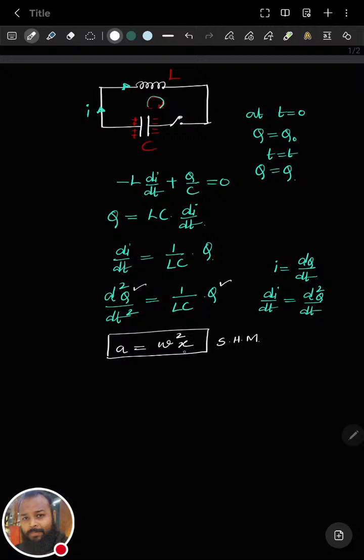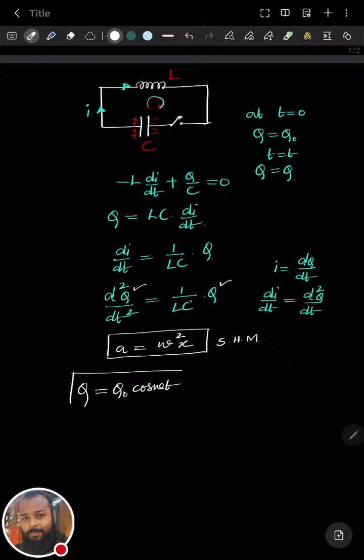But what is executing simple harmonic motion here? x is executing SHM, and this is the double derivative of x. Here also q is executing SHM, and this is the double derivative of q. So इसका differential equation solve मैं अभी नहीं करूँगा. Directly I'll write the solution of that, and the solution is q is equal to q naught cos omega t. This is the charge.